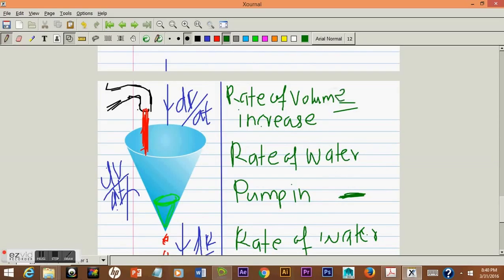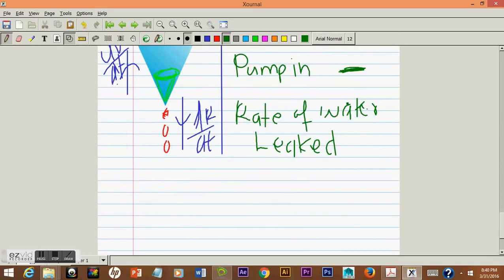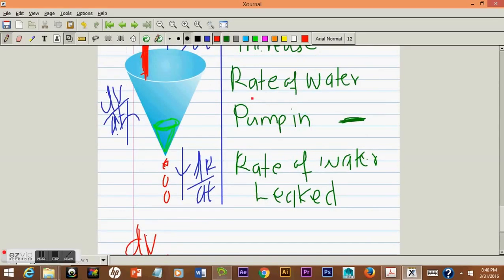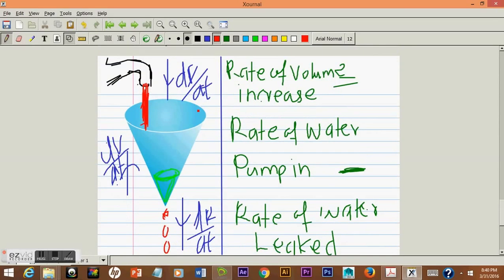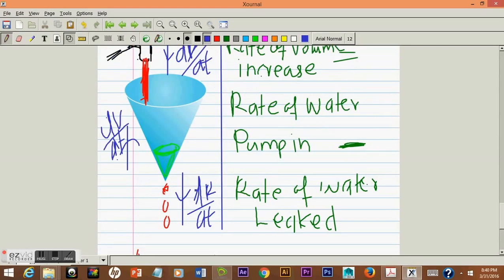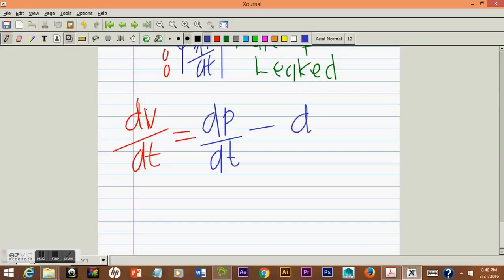After that, we can convert this expression into symbols. That means dV/dt will be equal to dP/dt, negative dr/dt. We have to write dr/dt.